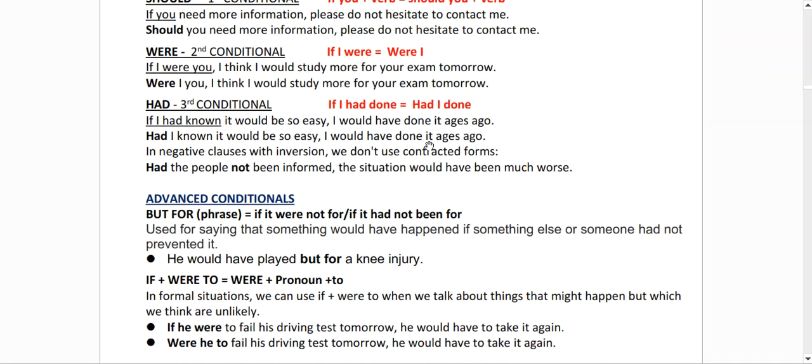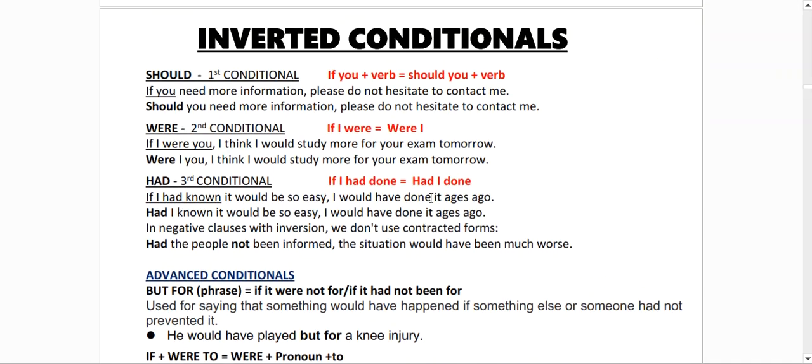There are different structures that we need to know when we come to dealing with the inverted conditionals. These are basically the three structures: first conditional, second conditional, and third conditional. First conditional, should. This is the structure: if you plus verb equals should you plus verb. Example: if you need more information, please do not hesitate to contact me. Turns into: should you need more information, please do not hesitate to contact me.